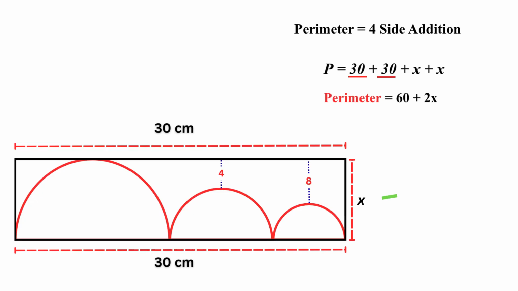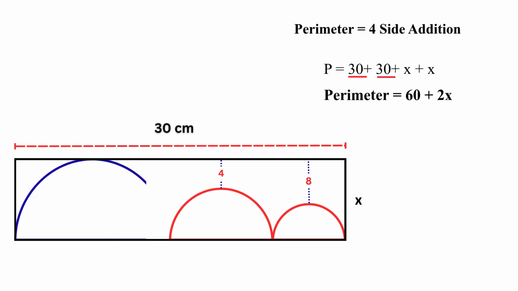Now, we don't know the width x. To find this, we are going to use the given information. Look, this big semicircle touches both the bottom and the top edges of the rectangle. And if we draw the radius of the semicircle, this radius also equals the height of the rectangle. That means its radius is x. The medium semicircle doesn't touch the top edge, and there's a 4 centimeter gap to the top. So its radius is x minus 4. Likewise, the small semicircle has an 8 centimeter gap at the top, so its radius is x minus 8.